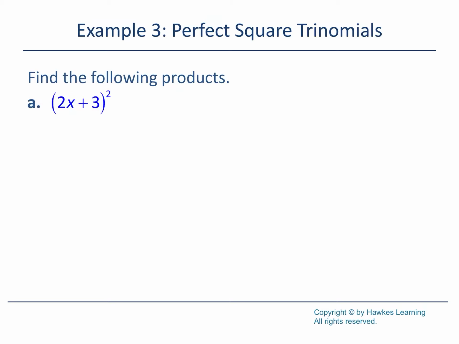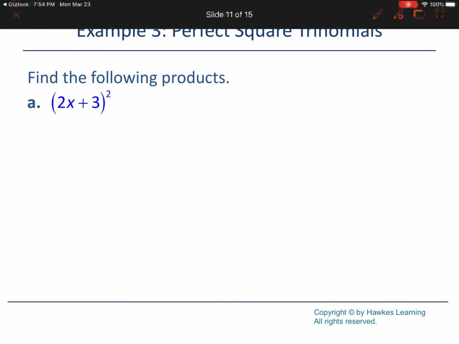All right, so here's the first one. You could put this on a box and you could get the right answer, or you could do the FOIL method and you would get the right answer. But it's faster and it's nice for us to get the idea if we just use that formula that we just showed.